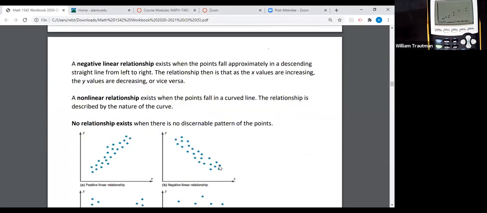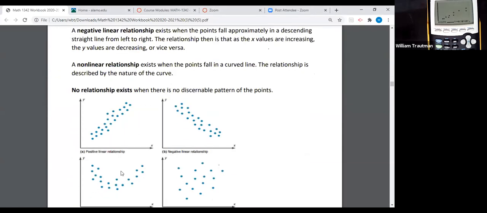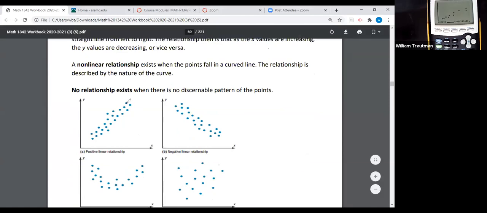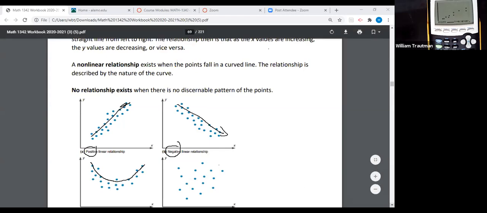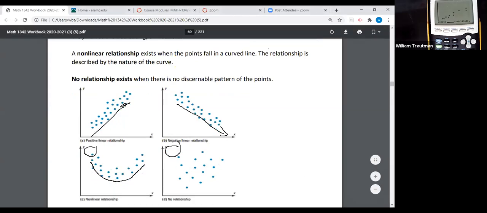And here's some examples. Once again, this is a positive relationship because the data from left to right is going up. From left to right, the data is trending down, so it's a negative correlation. You can call this a correlation because it definitely looks like it's curving, right? So it's not linear. Linear means straight line.